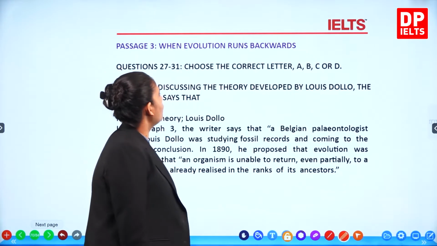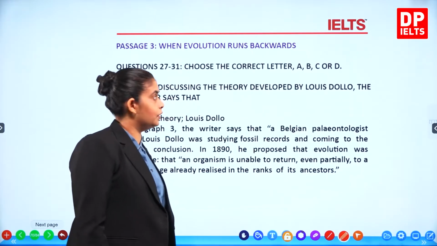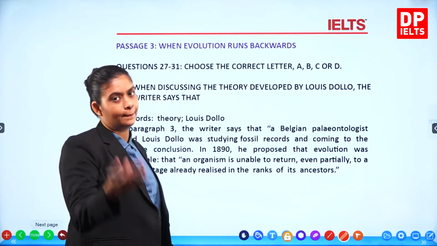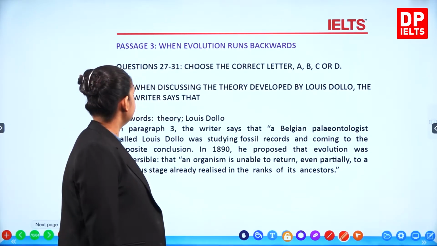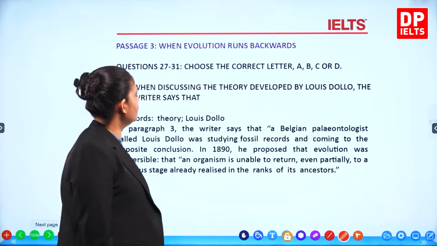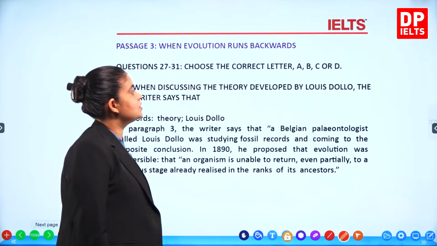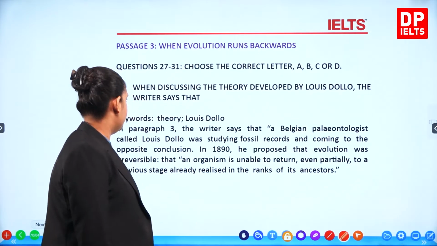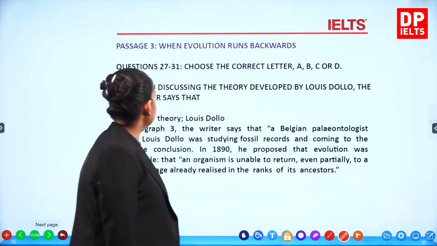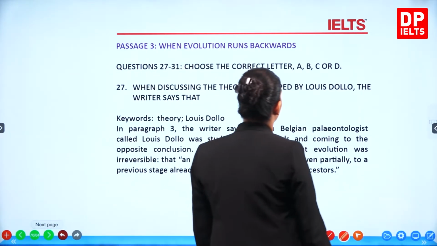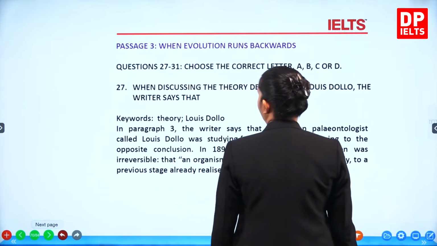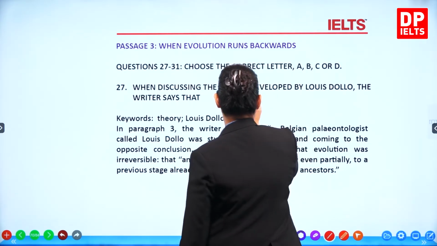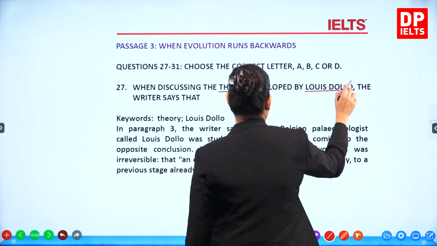27 to 40 is from para 3. When evolution runs backwards. Questions 21 to 31. Choose the correct letter A, B, C or D. When discussing the theory developed by Louis Dollo, the writer says that theory... Louis Dollo.